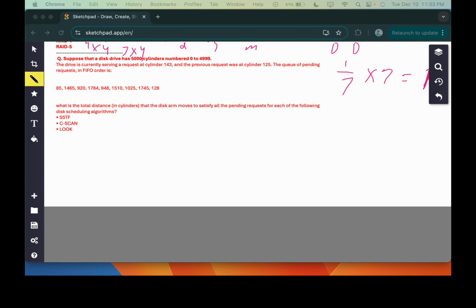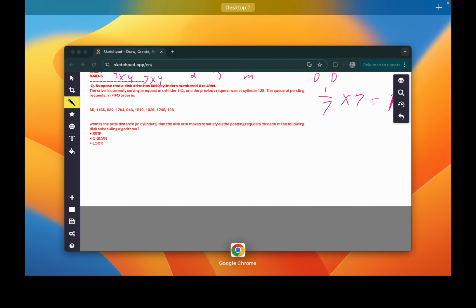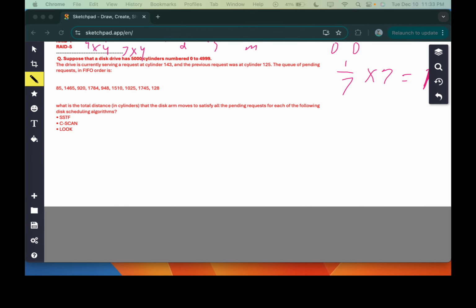So this time we got 500 cylinders, numbered 0 to 499.